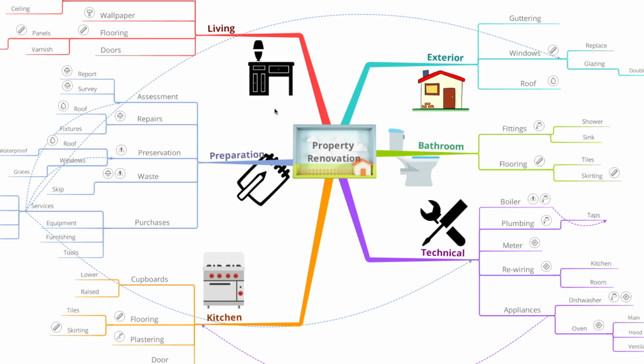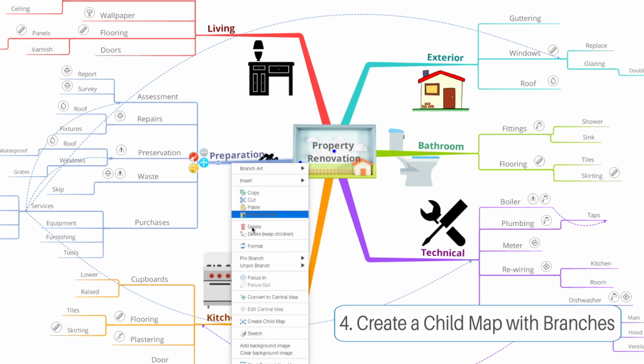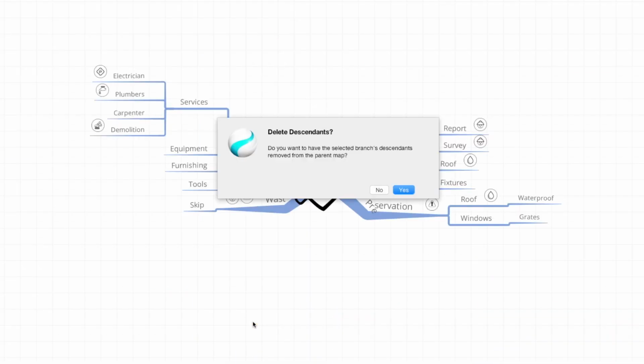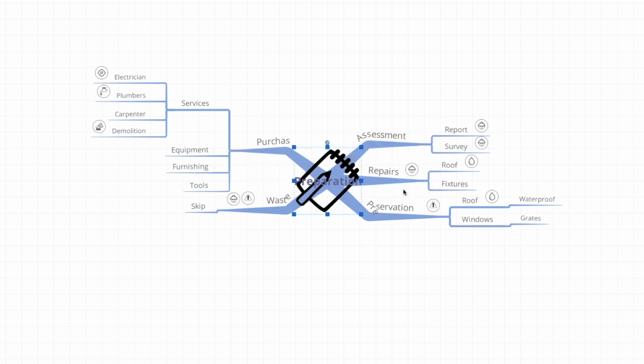Now, when working from a full map, child maps have extra functionality. So you see this map is quite full and the preparation area of the map is quite dense. There's a lot going on here. So we want to remove that from this map. If you create a child map from that branch, iMindMap 10 will ask if you want to remove those descendants from the parent. We're going to go ahead and click yes.